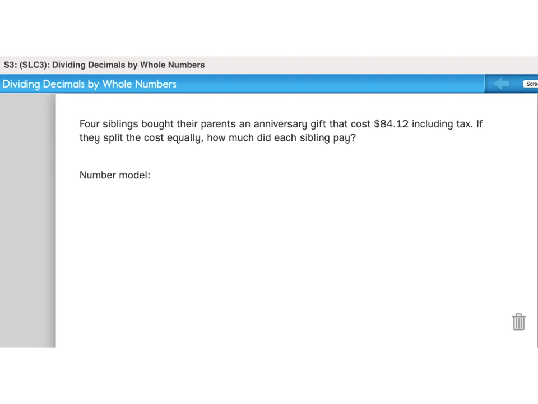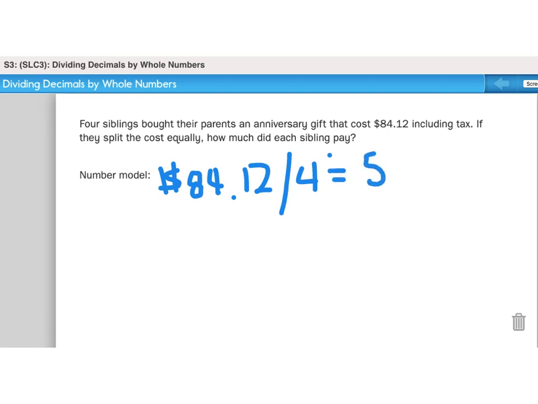So the number model that you should have come up with is $84.12 divided by 4 equals, we'll say S. Okay, so that's our number model. $84.12 divided by 4. Now, there's a couple different strategies you might have thought about.